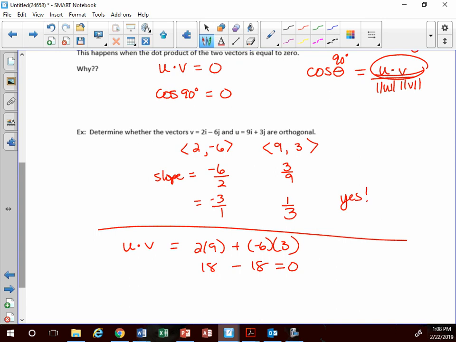Don't tell me the slopes are inverses, though. You will not get credit for that. Opposite reciprocal. Okay. All right. That is the end of your notes. Questions, guys? Okay.